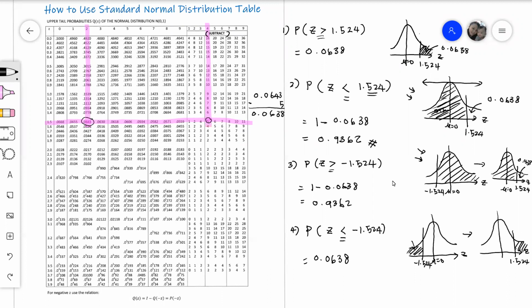So these are the basic 4 examples on how to use the standard normal distribution table. The main thing is you have to sketch the bell curve to see which area you want. Then from there, we decide what to do with the probability value that we found from the table. In the next video clip, I am going to show you more examples on how to use this standard normal distribution table.